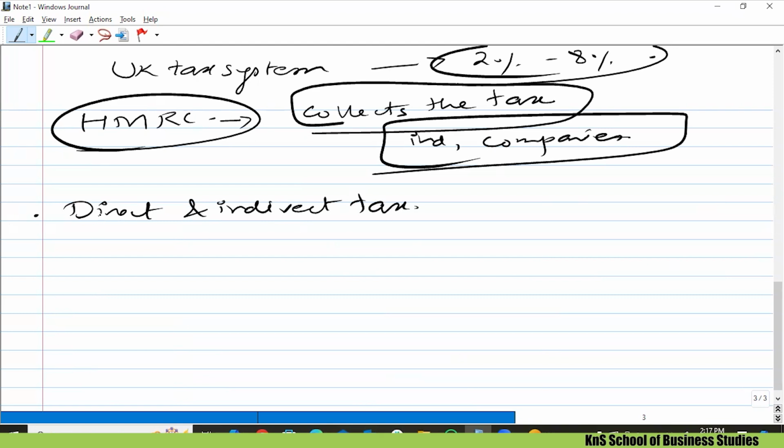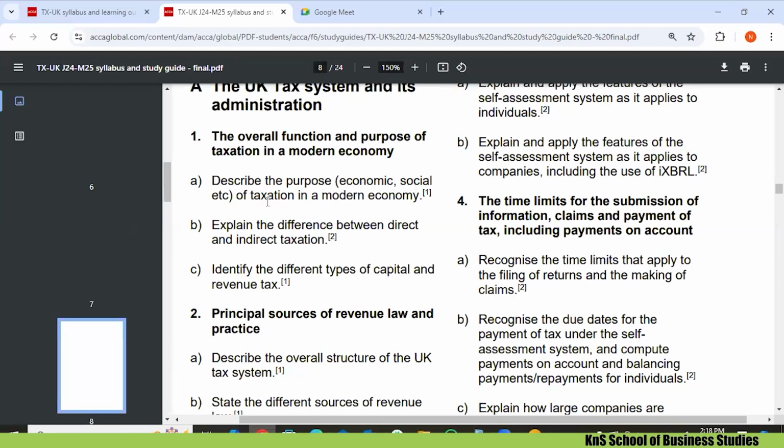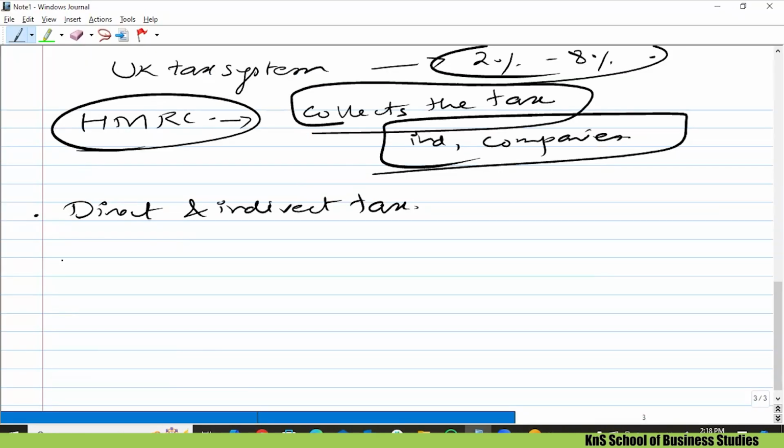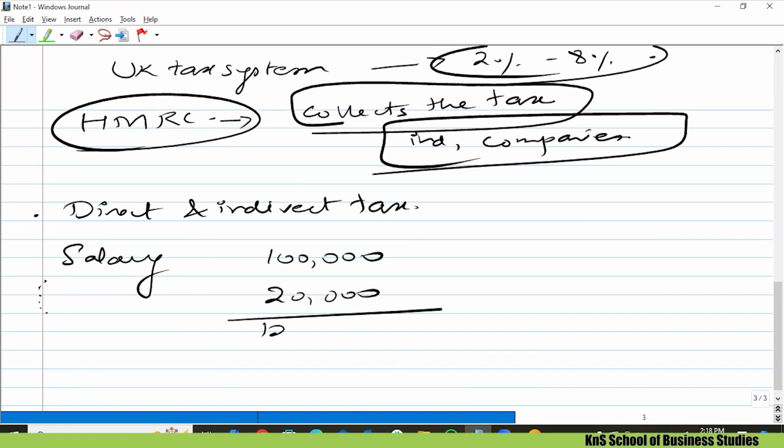There are two types of taxes, and you can see that the examiner wants you to know the difference between these two taxes, and it can be examined in an MCQ. Okay, so direct tax. For example, I am an employed person and my salary is 1 lakh. There are certain benefits that I have availed, let's say 20,000. Now my total income is 120,000, out of which I have to pay tax.